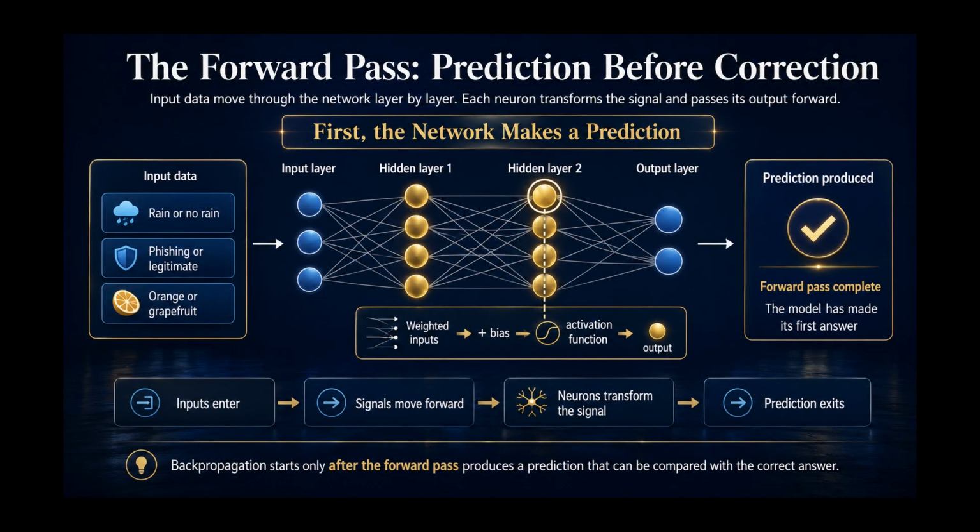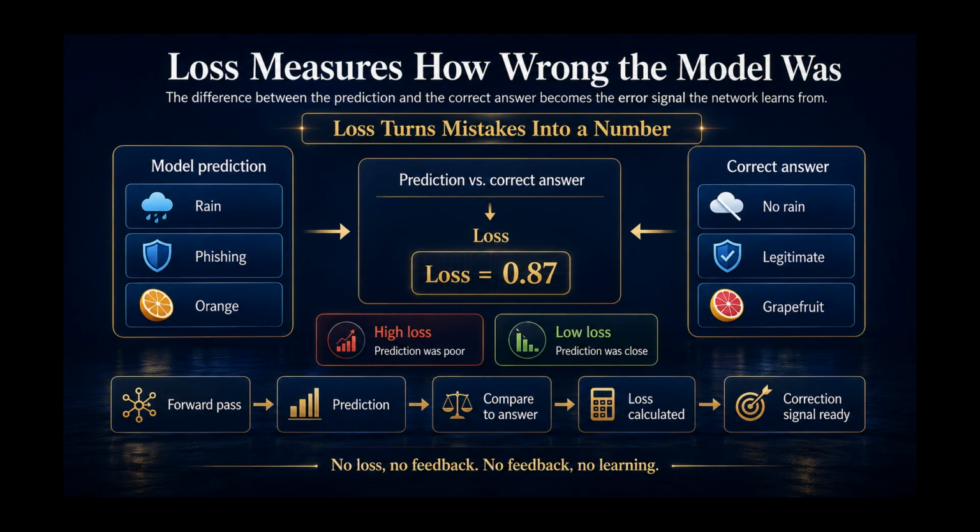First, the model performs a forward pass. Input data move through the network layer by layer. Each neuron takes weighted inputs, adds a bias, applies an activation function, and passes its output forward. By the end of that process, the network produces a prediction. Rain or no rain? Phishing or legitimate? Orange or grapefruit? Then, the model compares that prediction to the correct answer. The difference becomes the loss. Loss is the model's error expressed as a number. A high loss means the prediction was poor. A low loss means the prediction was close.